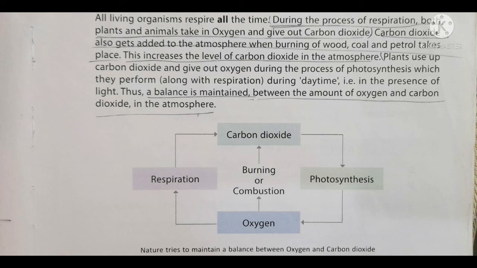Plants use up carbon dioxide and give out oxygen during the process of photosynthesis, which they perform along with respiration during daytime in the presence of light. Thus, a balance is maintained between the amount of oxygen and carbon dioxide in the atmosphere. Nature tries to maintain a balance between carbon dioxide and oxygen. You can see in the image.